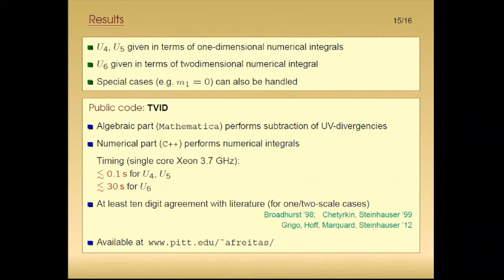And all of this I have put into a computer code, which is publicly available. I call it TVID, for three-loop vacuum integrals with dispersion relations, which has two parts. One runs in Mathematica, and it basically subtracts all those expressions which are divergent and which can be done analytically. And then there's a numerical part which runs in C++ and does the numerical integrations. On a single core, for the simpler master integrals, it takes a fraction of a second. For the more complicated master integral, it takes up to half a minute to reach 10-digit accuracy.